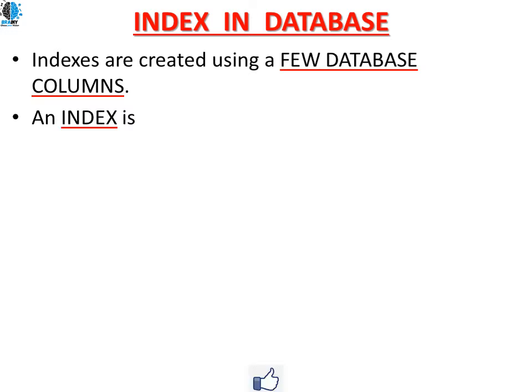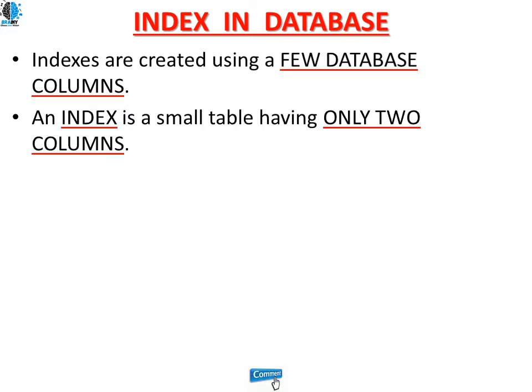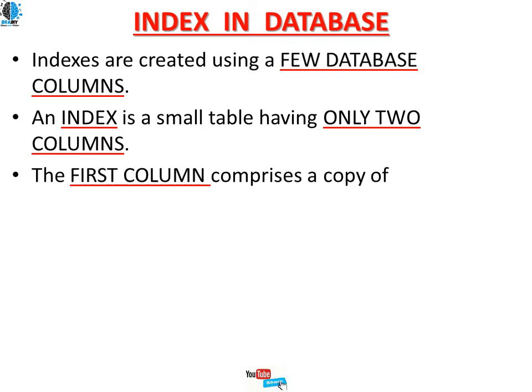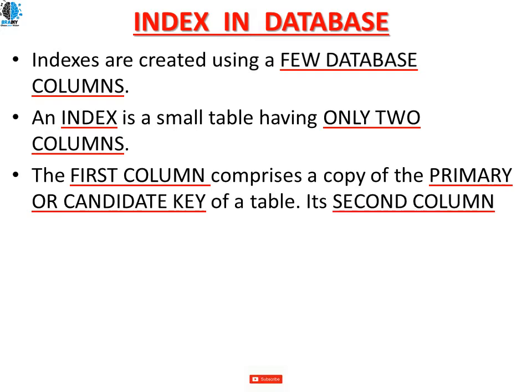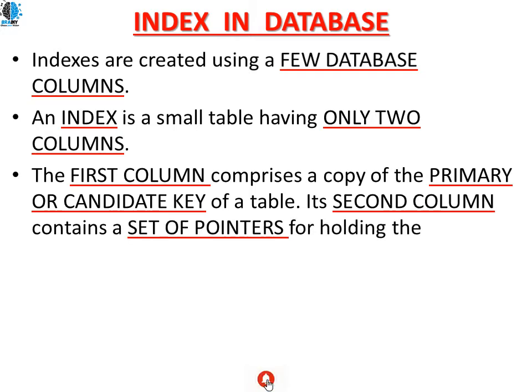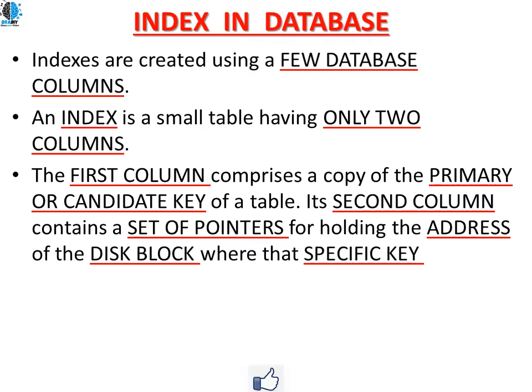So it will basically be of two columns. An index is a small table having two columns, right? The very first column will be the copy of the primary key or the candidate key. And the second column contains the set of pointers holding the address of the disk block where the specific key value is stored.